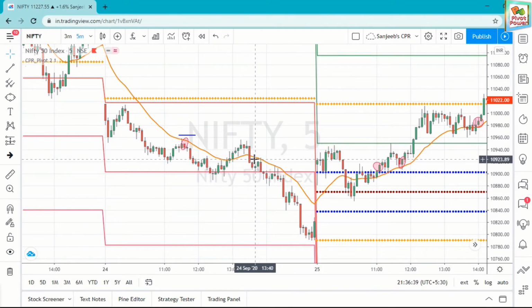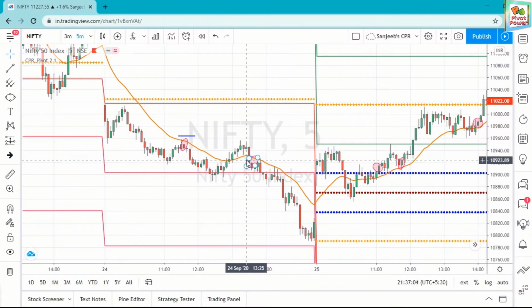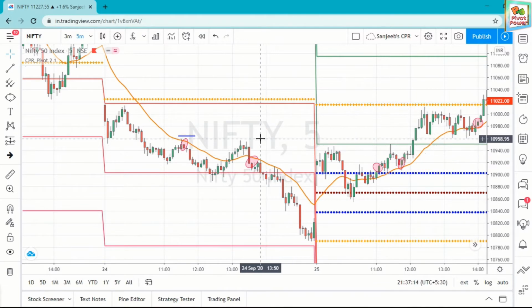Where is the next entry? The next entry is here. It crosses the 20 EMA, and then we can immediately take the trade here. In this candle only, we can immediately take the entry. Then you can target some extent below. Okay, this is the 20 EMA strategy.